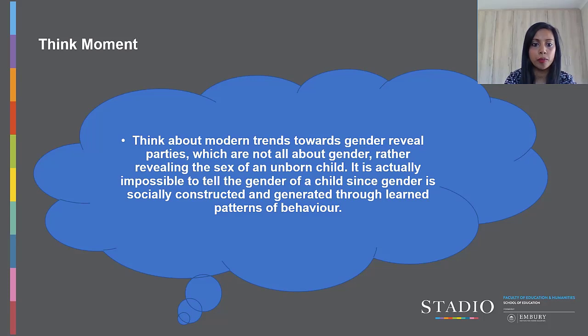Now, I want you to think for a moment about modern trends and how, with today's society, we have things like gender reveal parties, which is actually not all about gender, but what it does is it reveals the sex of an unborn child. And what I'm trying to say here is that it's impossible to tell the gender of a child because gender is something that's socially constructed. So these gender reveal parties shouldn't even be called gender reveal parties because you are basically unveiling the sex of a child. It's impossible to actually gender a child before it is born, as this is something that is learned through a pattern of behaviors.